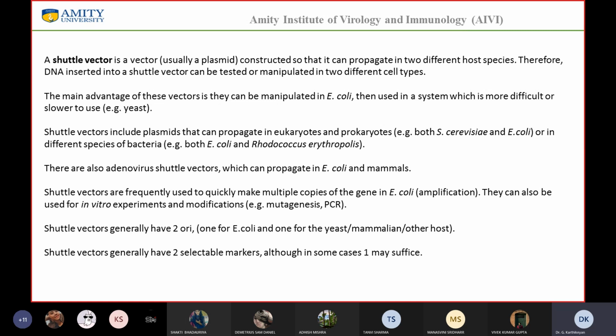You could clone and express it in E. coli. You can clone and express it in yeast. You can clone and express it in insect cells. You can clone and express it in mammalian cells. You have a variety of expression systems.